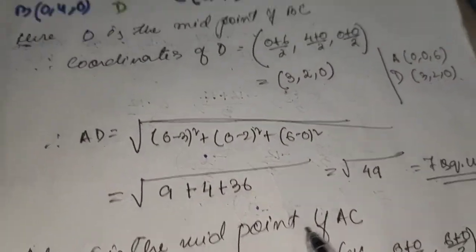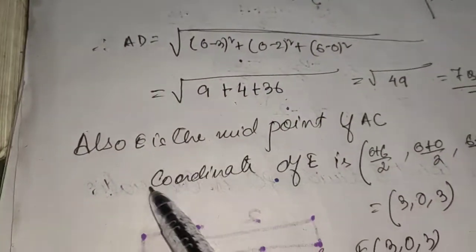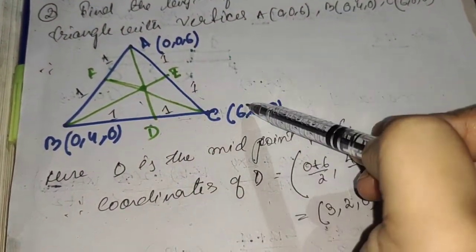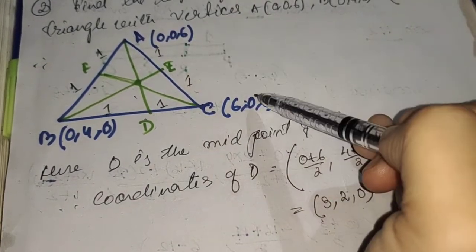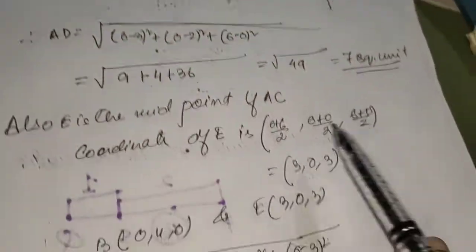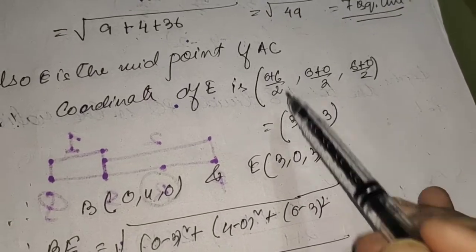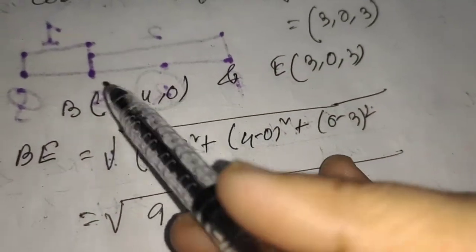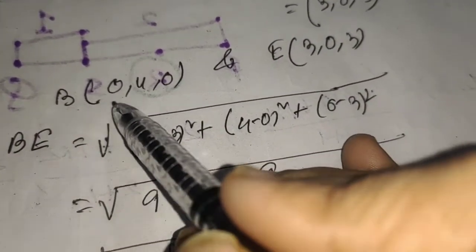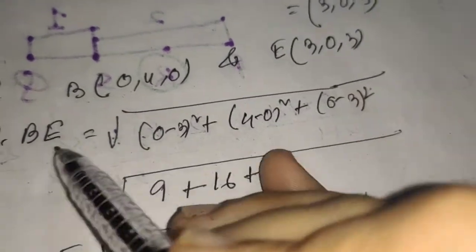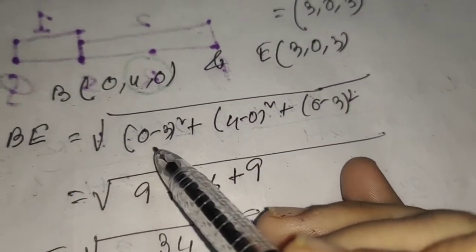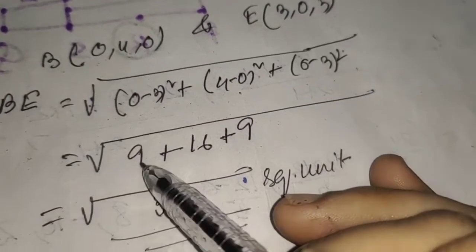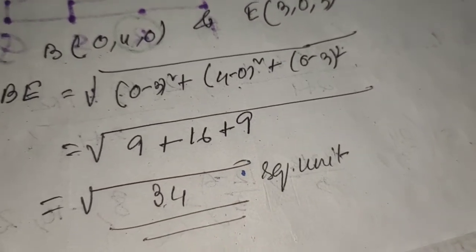Similarly, E is the midpoint of AC, divided in 1 to 1 ratio. The coordinate of E is ((0 + 6)/2, (0 + 0)/2, (6 + 0)/2). So what will be the answer? (3, 0, 3). Now we have to find the length of BE. B is (0, 4, 0) and E is (3, 0, 3). So BE equals root of (0 - 3)^2 + (4 - 0)^2 + (0 - 3)^2. Then 9 + 16 + 9, that is root 34.